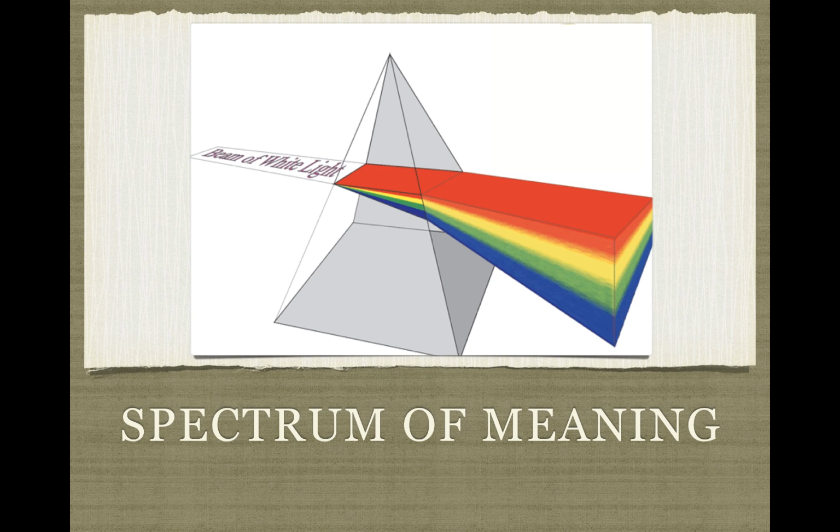So we were talking about the spectrum of meaning, and we're using the different colors, red, yellow, green, and blue, to represent different kinds of meaning. We call these different modes of meaning, different metafunctional modes of meaning, because each mode of meaning corresponds to one particular function, one particular metafunction of language.